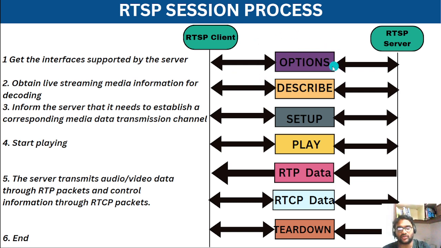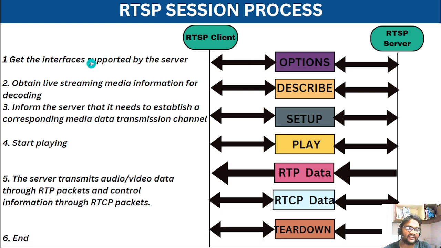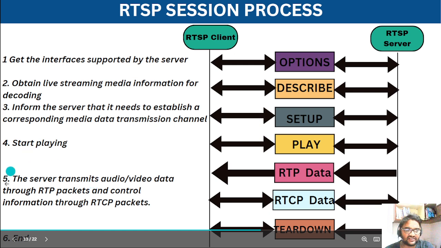So as we discussed, options, describe, setup, play, and once play starts, the actual data transfers from server to client using RTP and RTCP. And finally, once all the data is transferred, the session stops, or teardown happens. So that's what I have mentioned here. Options will get the interfaces, and then using describe we'll get the live streaming media information, and from setup the server establishes the corresponding media data transmission channel, and play simply starts playing, and then it transports the data with the help of RTCP and RTP packets, and teardown ends the stream.